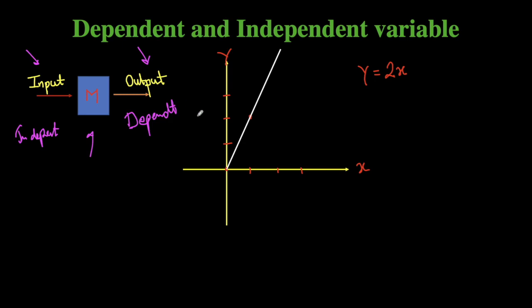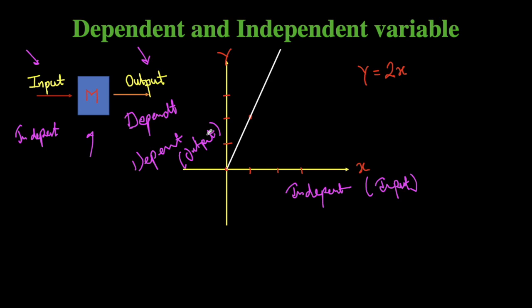So let's talk about the y-axis and the x-axis. Your x-axis is always called the independent variable, and you can also write it as the input, and your y-axis is known as the dependent variable because your y-axis is your output.